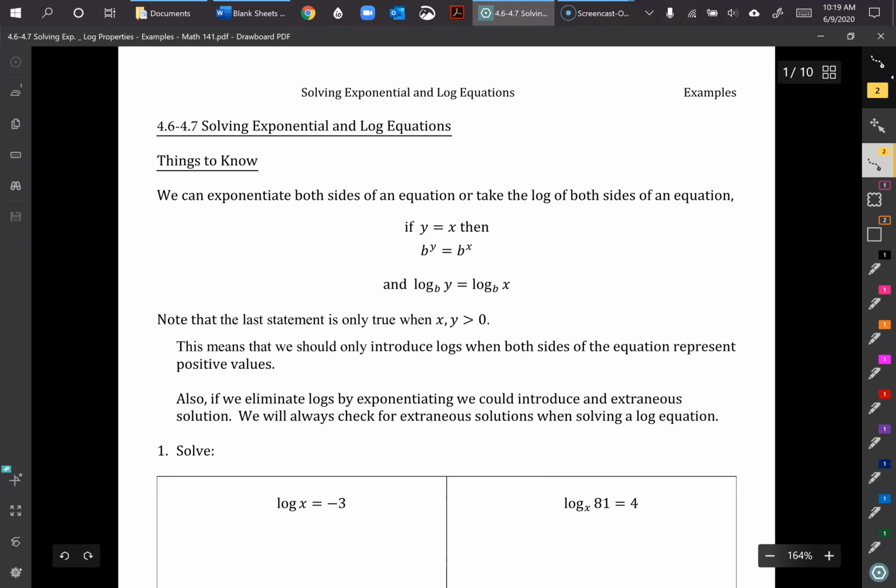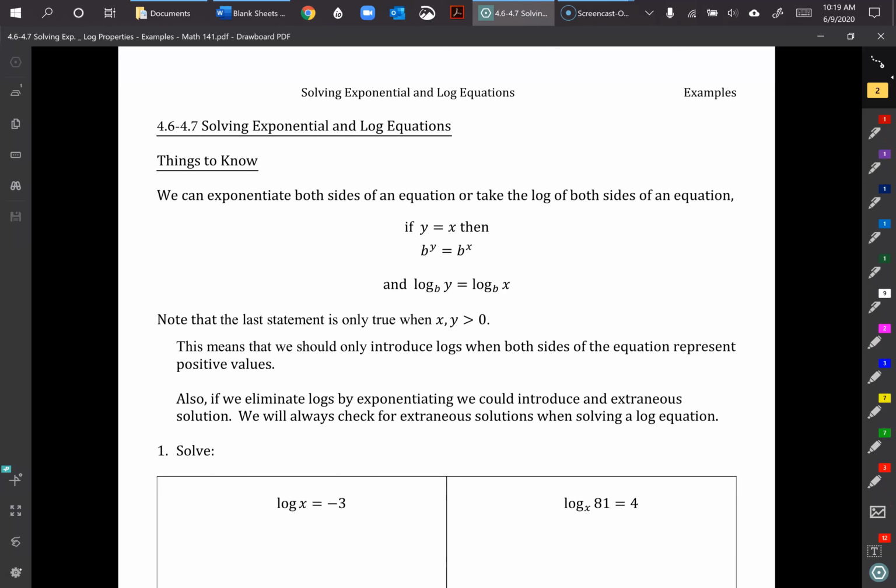That's another thing that's important to note, that just like when you were squaring both sides to solve a radical equation, you had to check for extraneous solutions, because you had to make sure the sides balanced. Whenever you're playing around with it like that, you need to be careful. All right, so let's get into some of the examples here.